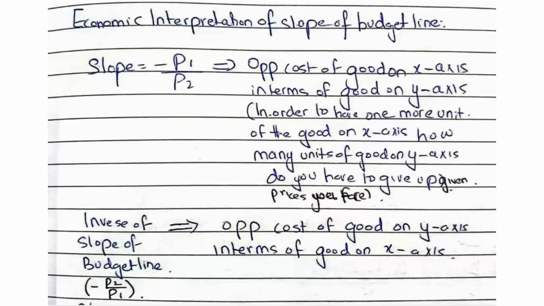And if we take the inverse of this slope of the budget line, i.e. minus P2 by P1, so the reciprocal of this, that is the opportunity cost of the good on the y-axis in terms of the good on the x-axis. So that's how many units of the good on the x-axis do you have to give up to get one more unit of the good on the y-axis. But if you're just looking at the slope, just keep in mind the slope is the opportunity cost of the good on the x-axis in terms of the good on the y-axis.